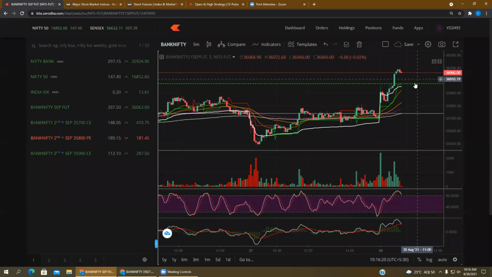So what I've done is, for this green line, I have put a price line for super trend, and I've put a price line for 200 EMA. That is what I've done.